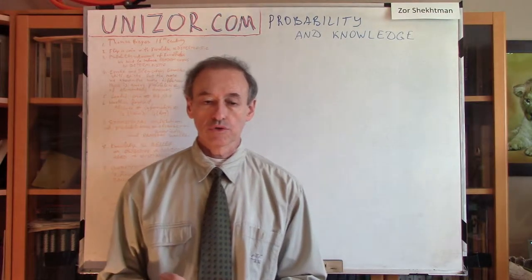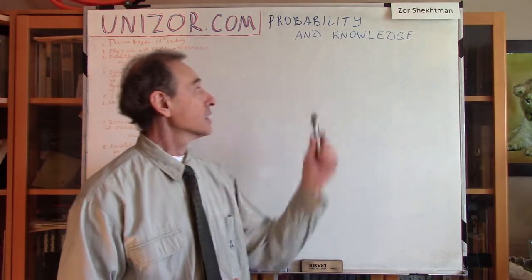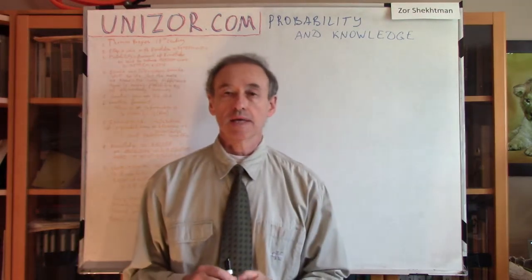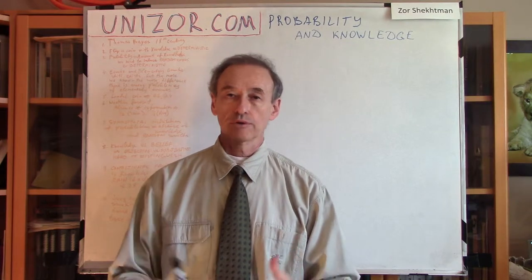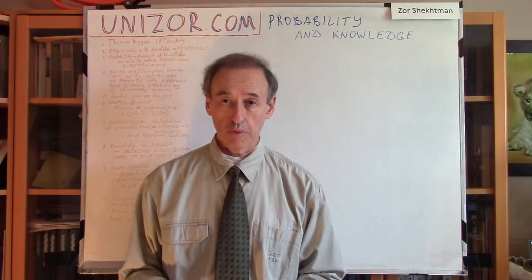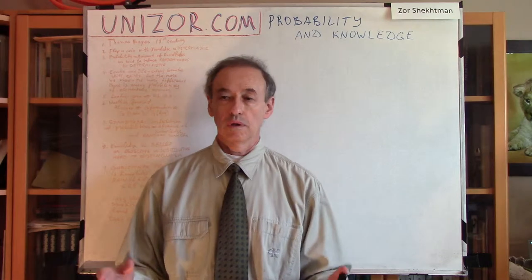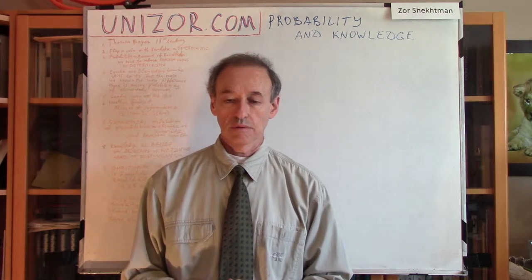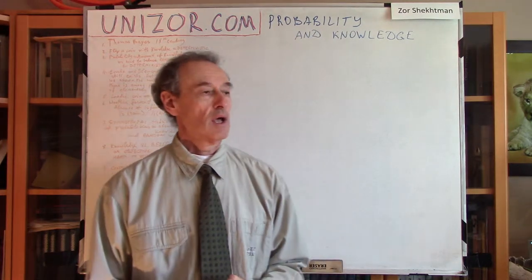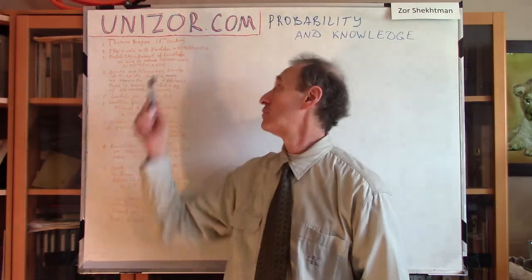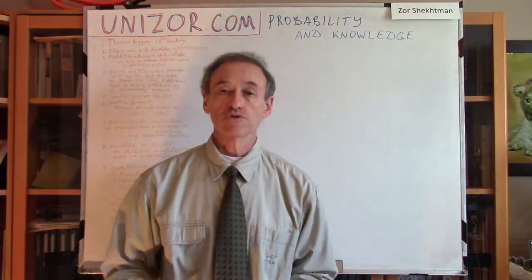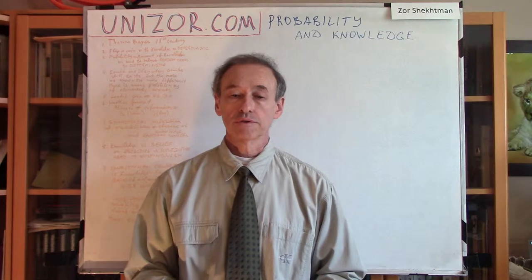Today I'm going to talk about probability and knowledge. This is a second introductory lecture in the Theory of Probabilities for advanced math course for teenagers. The whole course is on unizor.com, and that's where this lecture is linked to.